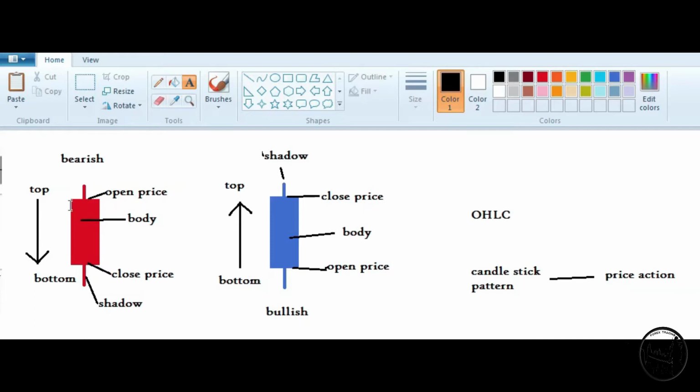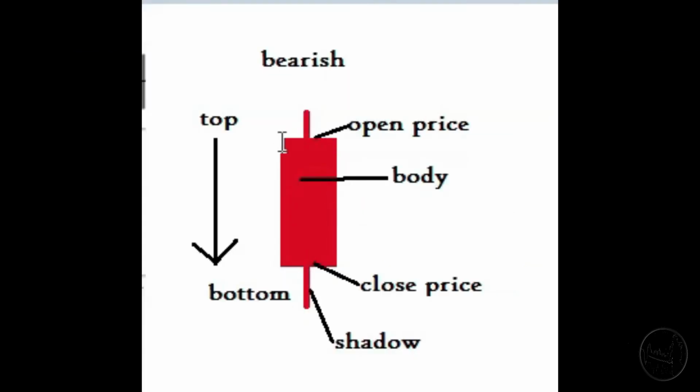For example, this solid rectangle we call the body, and the one that looks like a wick we call the shadow. We have an upper shadow and a lower shadow. Okay, that is the basic of the candlestick.